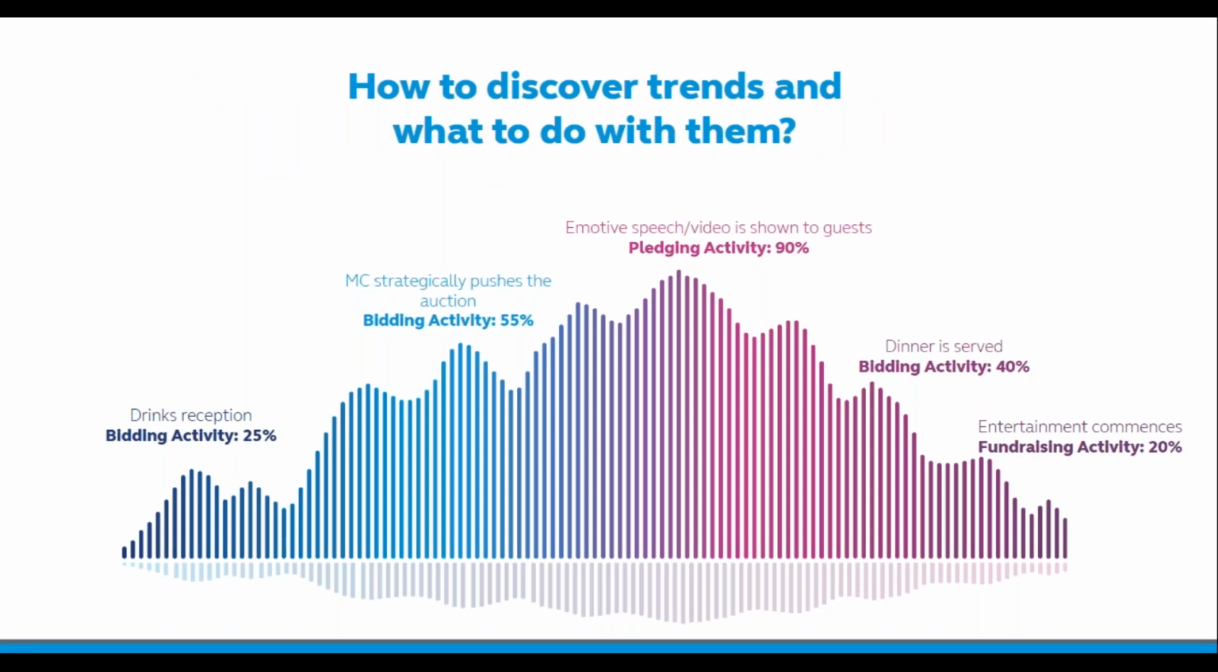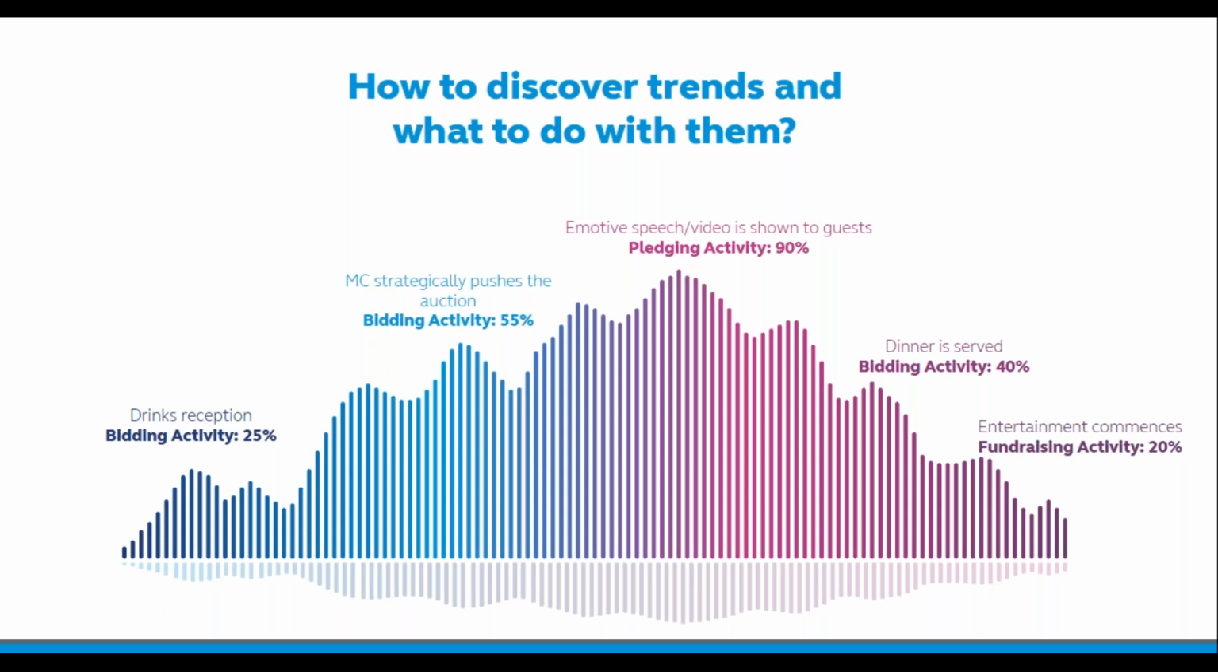Okay, so how to discover trends and what to do with them. This is an example of how we've used our technology platform to capture all the bids that were placed in the auction at the event. We've then displayed this as a graph so that we can easily identify the peaks and troughs, where bidding was highest and where bidding was not so high. When you also use your event program alongside this, it's easy to see then what elements in your event help to increase the amount of bids that were placed.